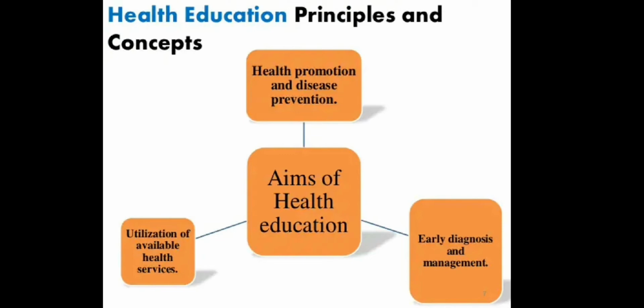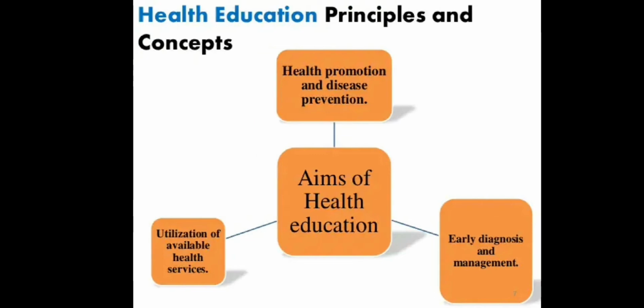The actual coverage is categorized into ambulatory medical care services. What are those? Either outpatient or home services, or inpatient services like in a hospital. Those are examples of how you utilize the available health services in a town or society. The third and last aim of health education would be early diagnosis and management.